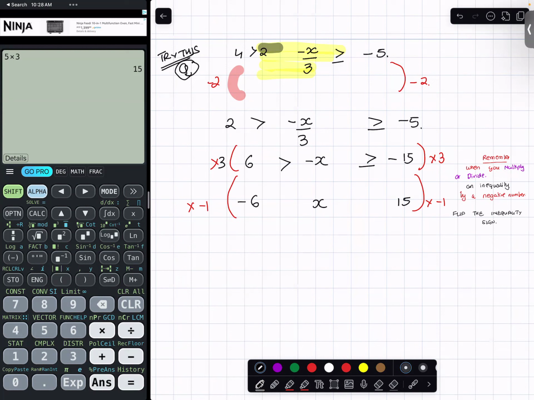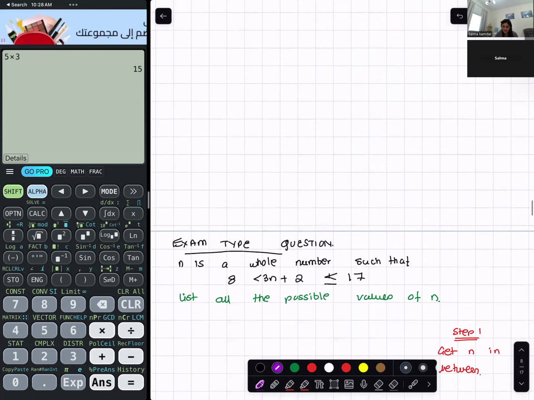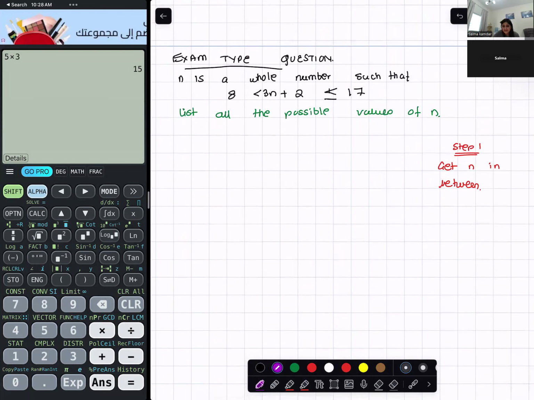You need to remember here that when you multiply or divide anything by a negative sign, you are going to swap the inequalities. So since I'm going to swap the inequalities, this becomes less than, and this will become less than or equal to. You are going to swap the inequalities whenever you multiply or divide by a minus sign. Let's look at the exam style question for this.